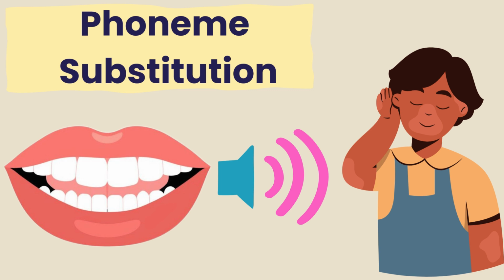Phoneme substitution. I will say a word. You will repeat the word back to me. Then we will say the word together. Then we will substitute or change the beginning initial sound. Example, I say bug, you say bug, we say bug. Change b to d, the new word is Doug.